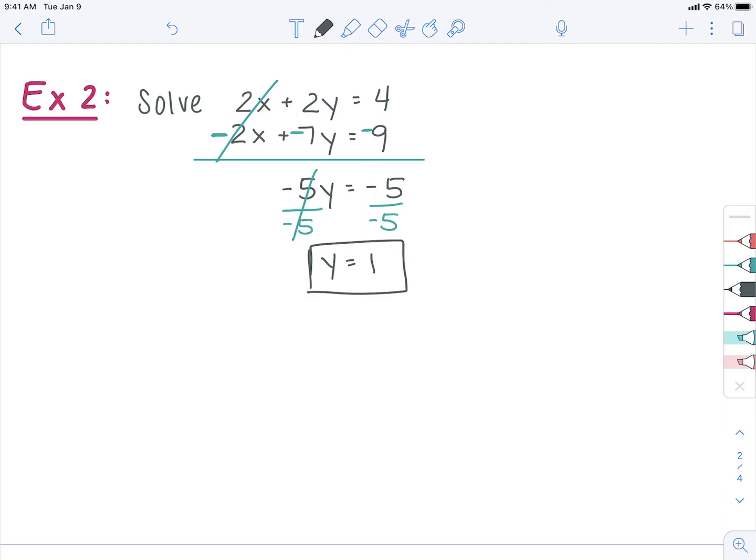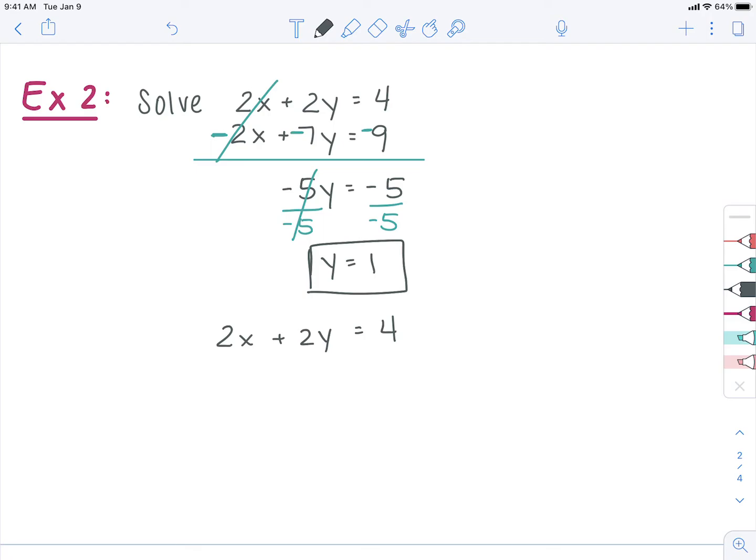So now that I know my y value, I'm going to pick one of my equations to plug back into and solve for x. I'm going to take the top equation, 2x plus 2y equals 4. I only picked the top equation because I like the numbers 2, 2, and 4 better than I like working with 7 and 9. They're just smaller, it's easier to multiply. But I can use either equation.